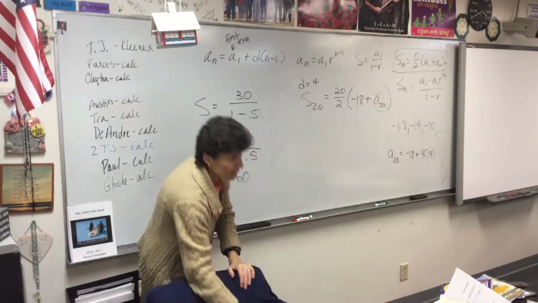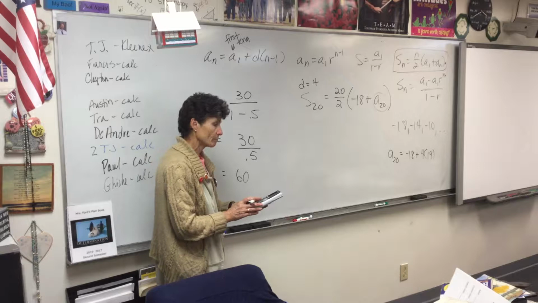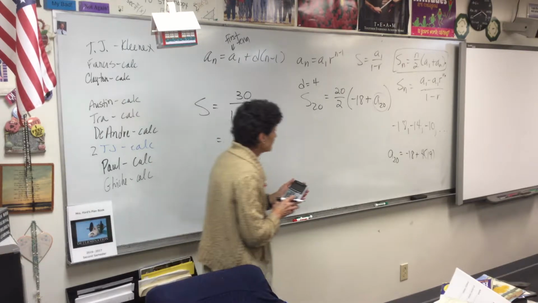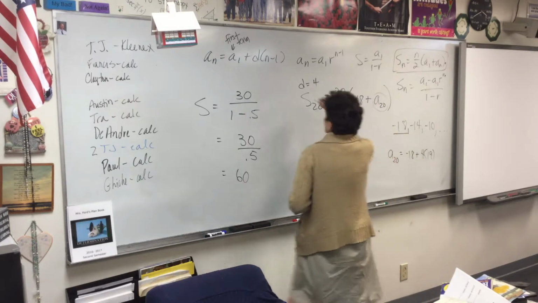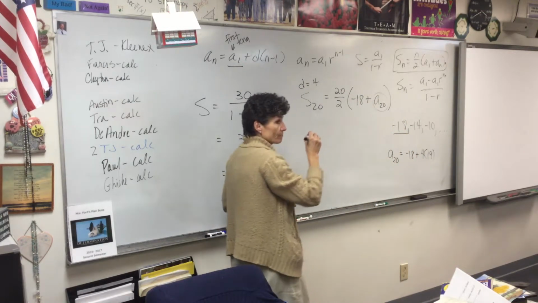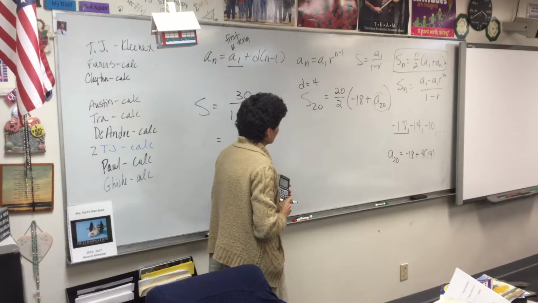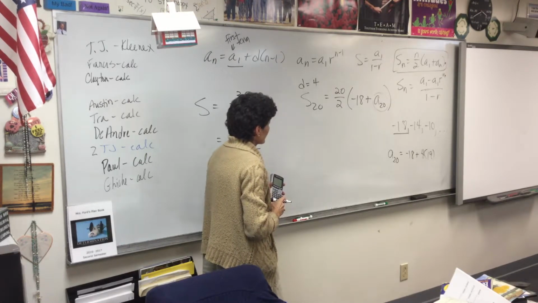Yeah. Okay? Trey? But you get negative 18. How did I get that? That's the first term. The formula says start with the first term. No, I'm talking about the... Would it be a positive number if you were to keep adding 4?